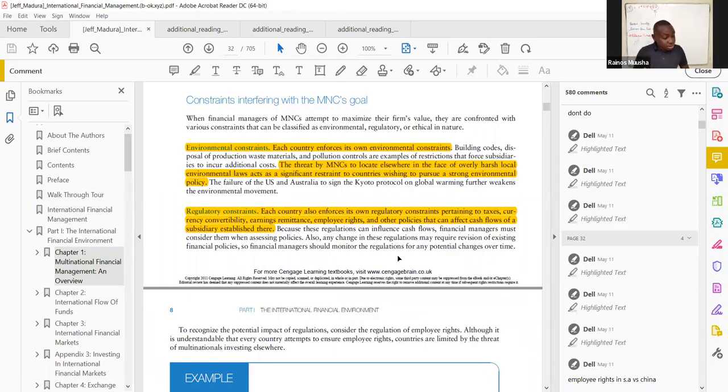Because remember, in most cases, the parent company invests the money, and over time, they expect some of the profits to be remitted. So when it comes to the remittance of the profits, we have to make sure that they are according to the regulatory constraints, or according to the laws of how the flow of funds should be done from that particular country.